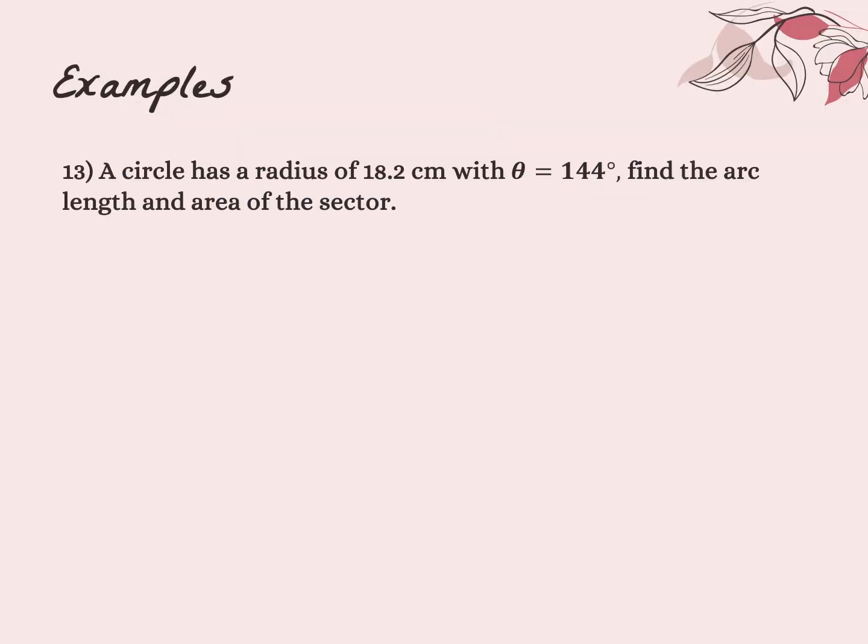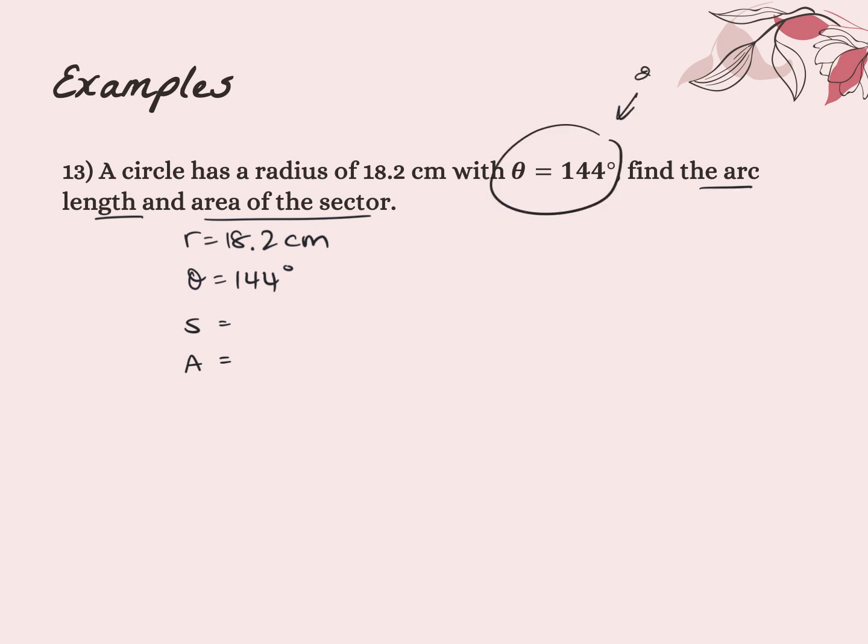One last problem here on this slide. The circle has a radius of 18.2, just like before. Theta is 144 degrees, and they want the arc length, S, and they want the area of the sector, okay? So I'm almost ready to start, except for the fact that I have to notice that this is in degrees. And for this formula to work, it has to be in radians. So I have to start by converting.